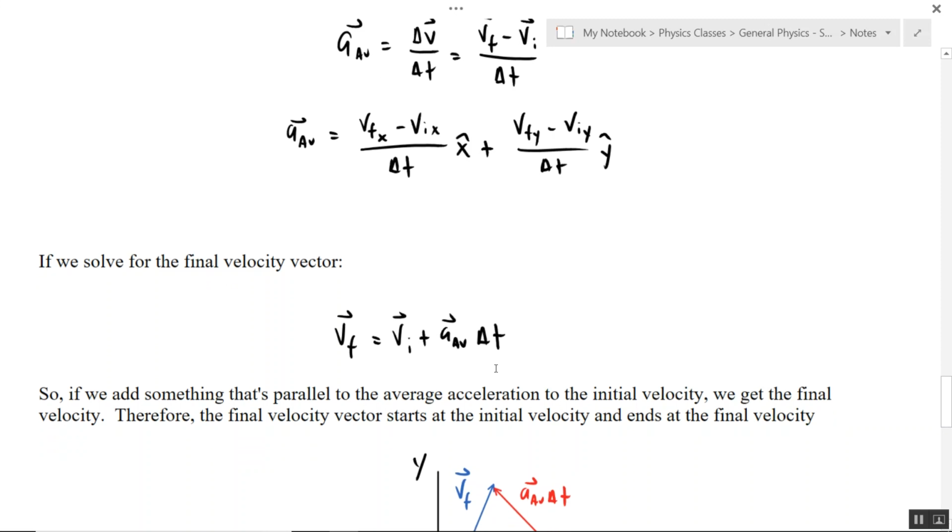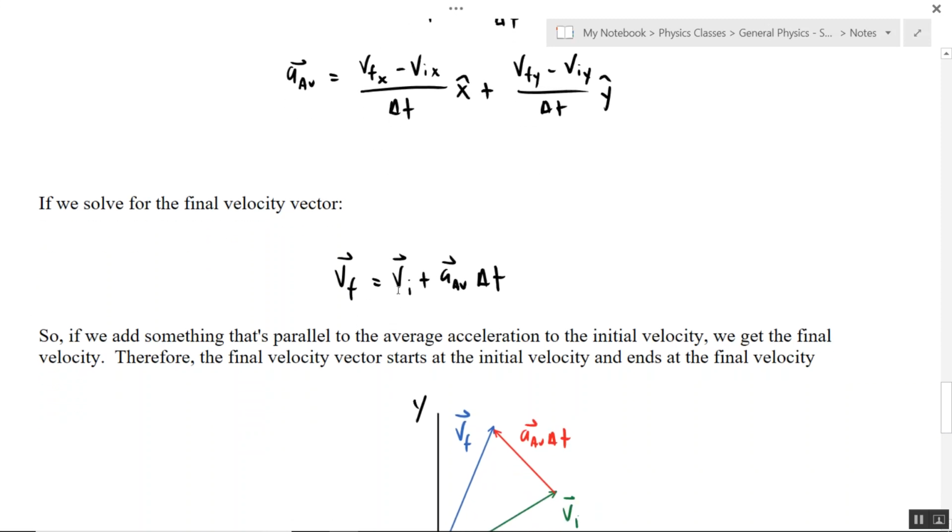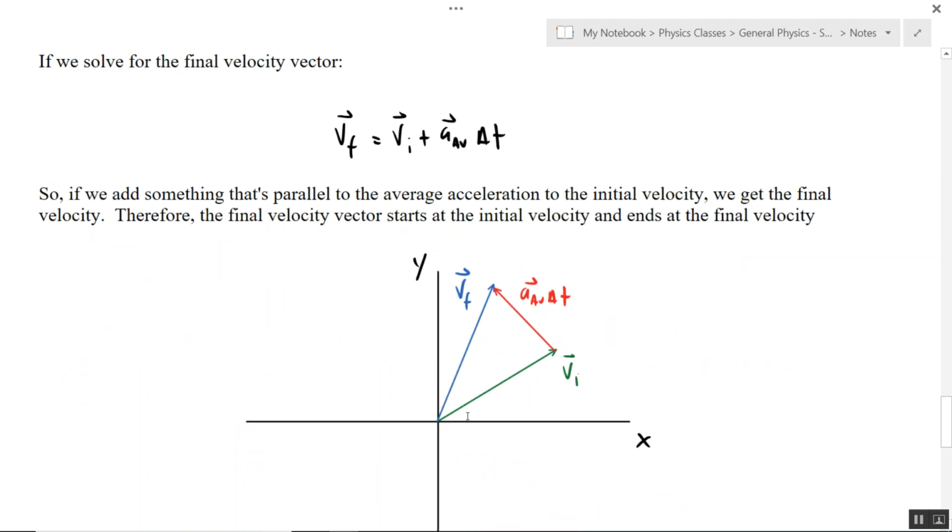So what does this mean? Okay, so if I take vi, the initial velocity vector, and I add a_av times delta t to it, a_av times delta t is a vector that points in the same direction as a_av, because delta t is a positive number. We went over this when we talked about displacement and velocity. If I multiply delta t by a_av, it just makes a_av bigger or smaller, but it points in the same direction. So vi plus a_av delta t gives you vf.